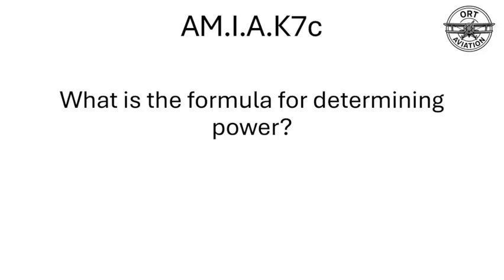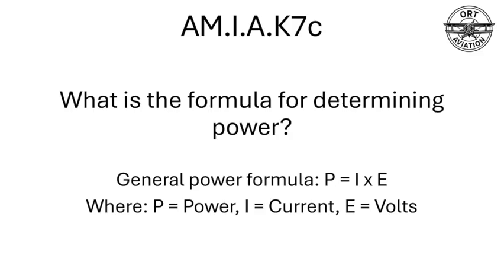What is a formula for determining power? General power formula is P equals I times E, where P equals power, I equals current, and E equals volts.